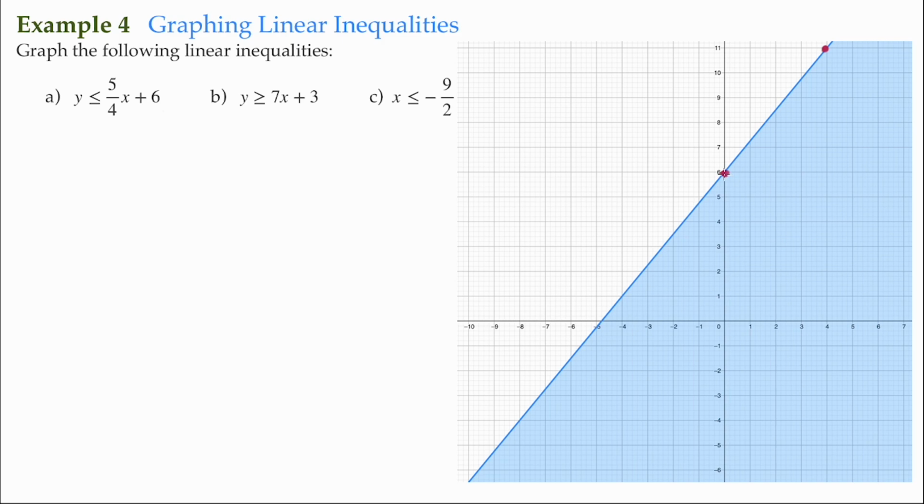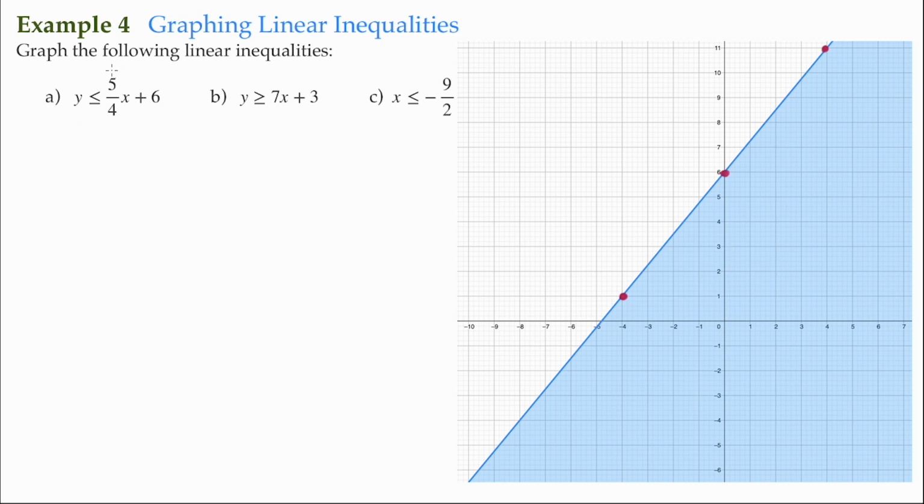We could also count back 4: 1, 2, 3, 4. And then down 5: 1, 2, 3, 4, and 5. And of course, we're back on the boundary line. So this is the boundary line. And of course, this is read as y is less than, or all of the y's are less than this statement here. So we shade it below.